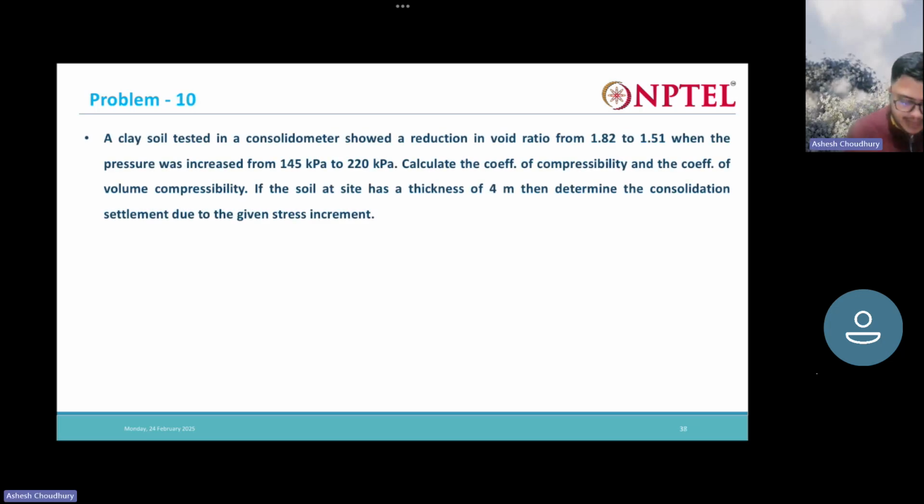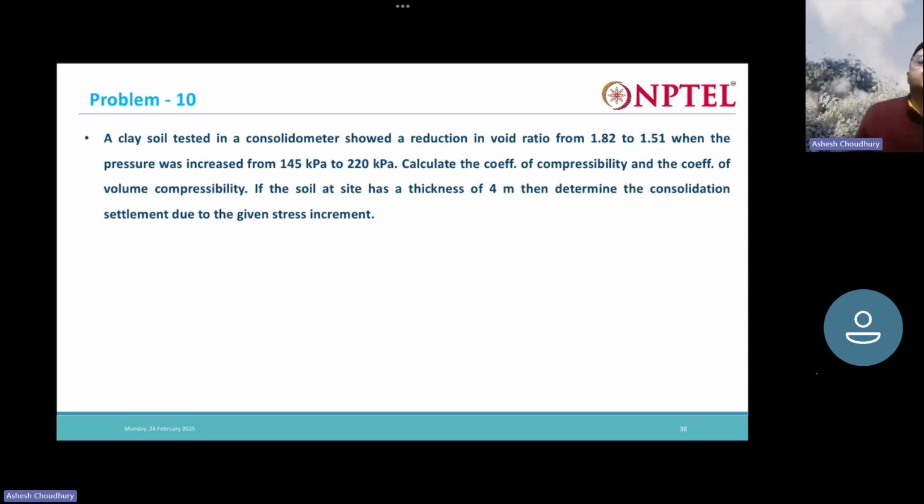A clay soil is tested in a consolidometer. That is nothing but consolidation apparatus, the test. The clay soil tested in a consolidometer showed a reduction in void ratio from 1.83 to 1.51 when the pressure was increased from 145 kPa to 220 kPa. Calculate the coefficient of compressibility and the coefficient of volume compressibility if the soil at site has a thickness of 4 meter. Then determine the consolidation settlement due to the given stress increment.